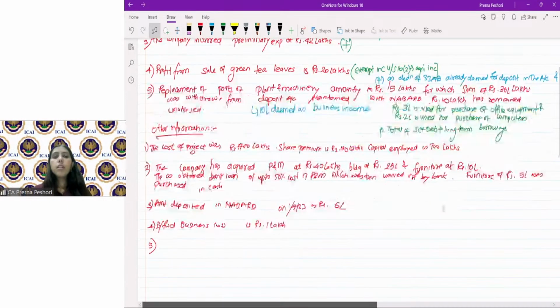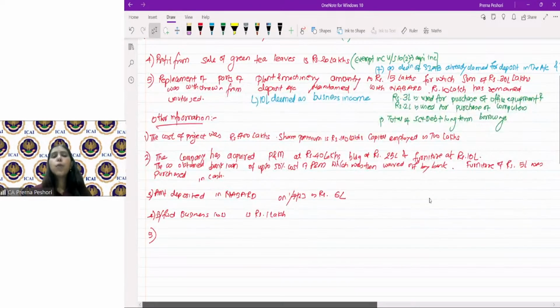So 3 lakh is used for the purchase of office equipment. So 30 lakh was withdrawn, out of which 15 lakh was used for the expenditure. And then the 10 lakh has remained unutilized. 3 lakh is used for the purchase of office equipment and 2 lakh is used for the purchase of computer. Now, what will happen about this 3 lakh and 2 lakh?